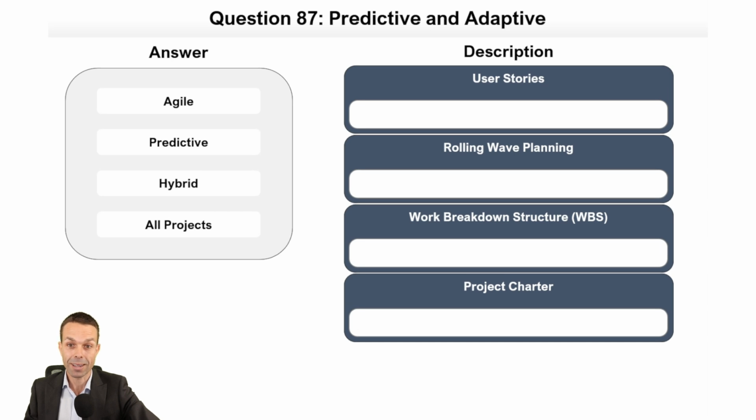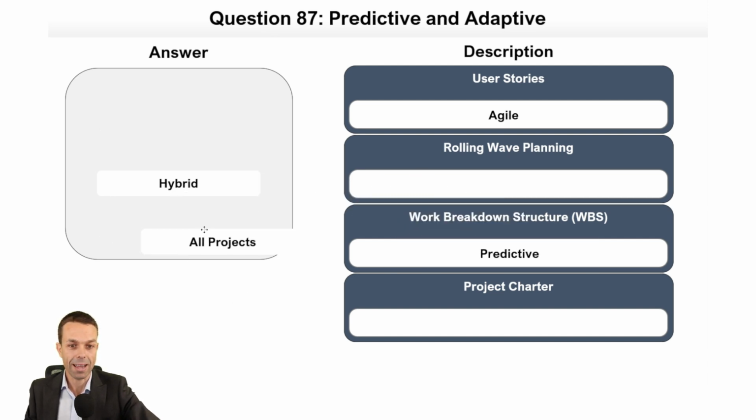All right, predictive and adaptive. This is good. I love this. Great sequence of questions, this one. Agile has user stories. Work breakdown structure, that's going to be predictive. Project charter. Every project has a project charter. So we can kick off a project, whether it's Agile or Waterfall or Predictive. It still needs that project charter to get access to the resources.